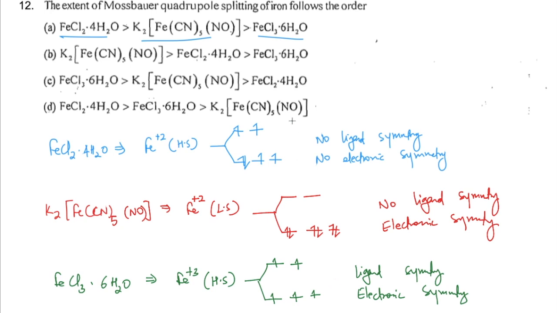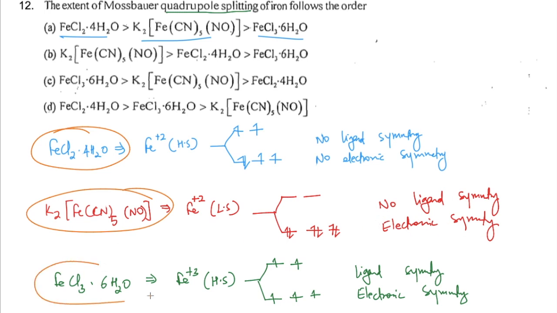We know that for quadrupole splitting, the complex should not have ligand as well as electronic symmetry. Both the symmetries should be absent in the molecule. Then only will it show quadrupole splitting. So the highest quadrupole splitting you will observe in the first case. Then comes the second, because here only one type of symmetry is there and the other is absent, and in the third both types of symmetries are there. So the third one will have the least quadrupole splitting. The correct option will be option A, which says the first will have the highest splitting, then the second, and then the last one. So this is how we have to solve.